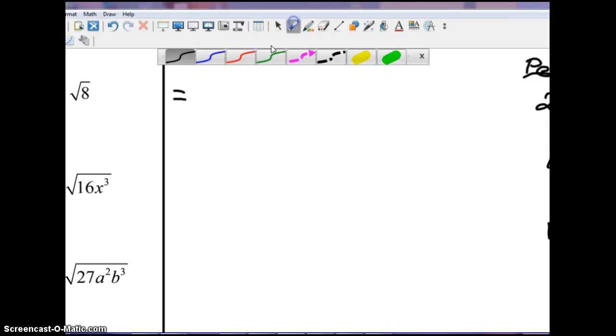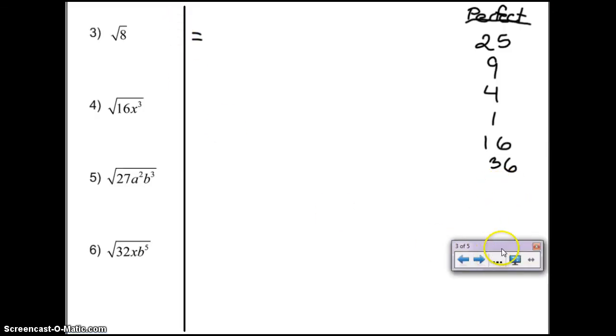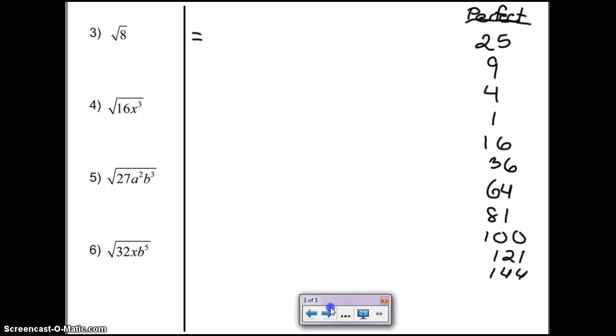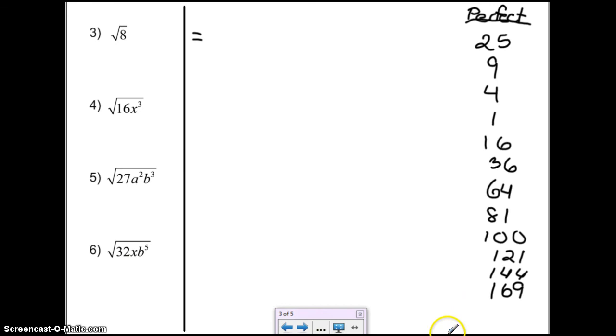So I'm just making a little list here of the different numbers that are making perfect squares. So 64 is another one. 9 times 9 is 81. And 10 times 10 is 100. 11 times 11, 121. And then 12 times 12, 144. Those are the ones that we should be pretty familiar with. Any higher than that, let's see, 13 times 13 is 169. This is just knowing our multiplication tables. There we go.